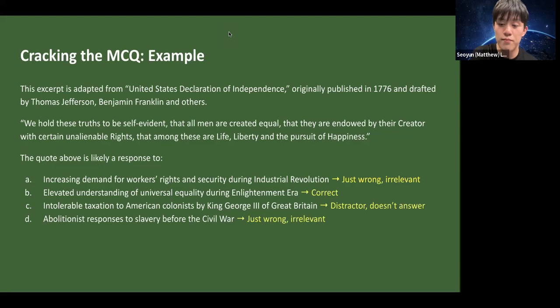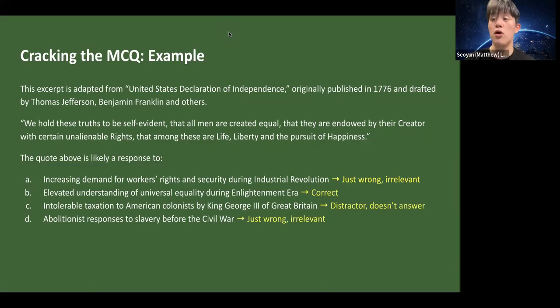Okay, C, intolerable taxation of American colonists by King George III of Great Britain. Okay, this is a distractor. This is also a fact, and I explained this might be relevant, but does this sentence in particular, where they talk about life, liberty, and the pursuit of happiness, have anything to do with intolerable taxation? No, right? So this is how College Board might try to trick you with a distractor. And again, this is to discern who actually understands the concept and who does not. Okay, and the abolitionist option, just know, we're not talking about slavery. Okay, so the answer choice is B.